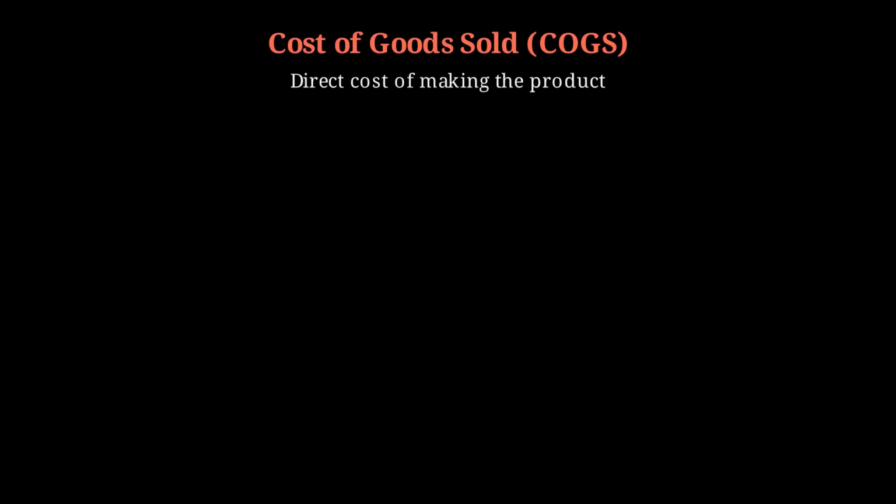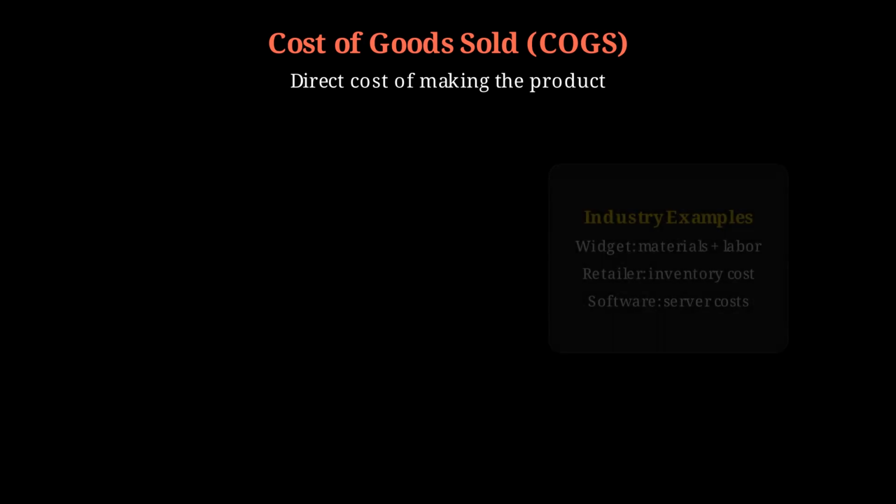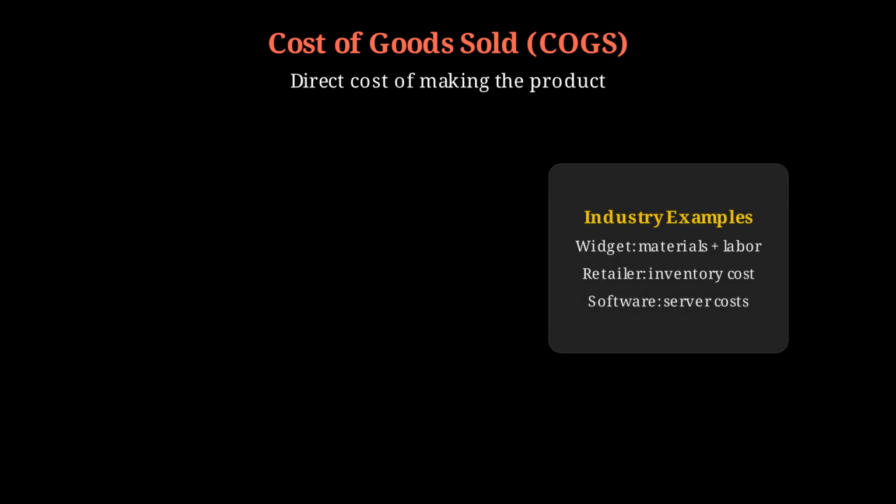Cost of goods sold, or COGS, is the direct cost of making the product. For a widget company, COGS includes materials, labor to assemble the widget, and factory overhead. For a retailer, COGS is the cost of buying inventory from suppliers. For a software company, COGS is minimal, maybe server costs.